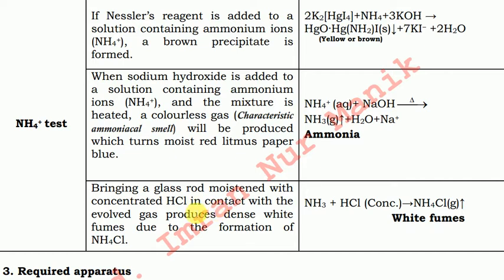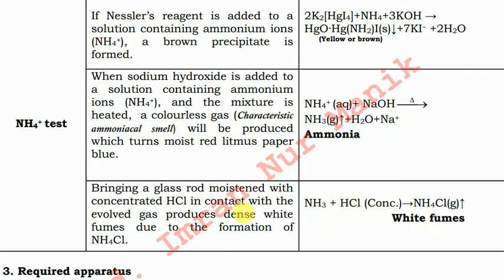If the evaporation of the sample solution comes in contact with a glass rod that is moistened with hydrochloric acid, then hydrochloric acid will react with the evaporated gas and form ammonium chloride. That means the evaporation of the ammonium containing solution will produce ammonia. The ammonia will react with hydrochloric acid and this will produce a white film.